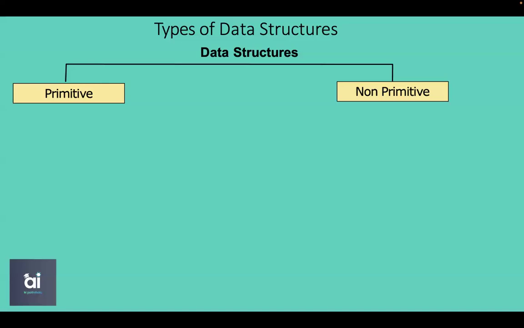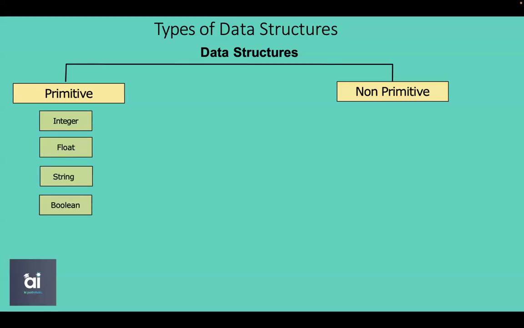The main primitive data types in Python are integers, floats, strings, and booleans. Integers are whole numbers without decimal points. Floats are numbers with decimal points. And strings are sequences of characters or symbols enclosed in quotation marks. And at the end, booleans are values that represent true or false.